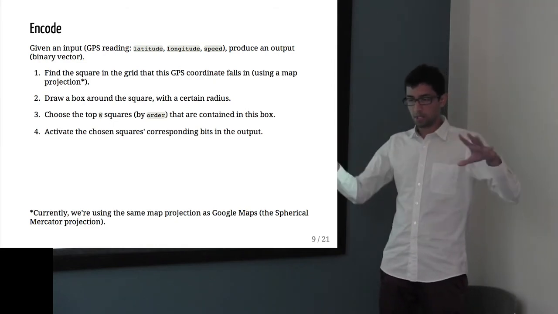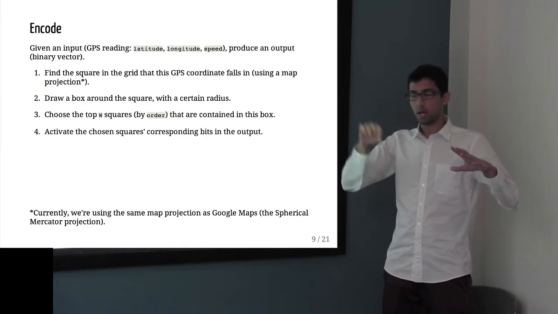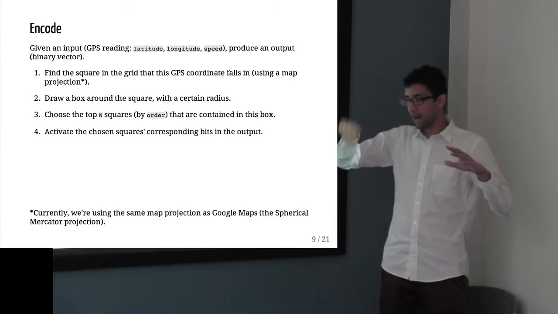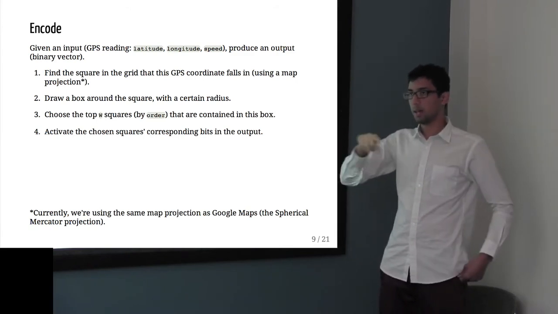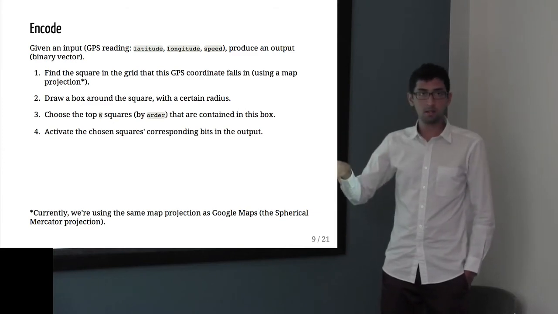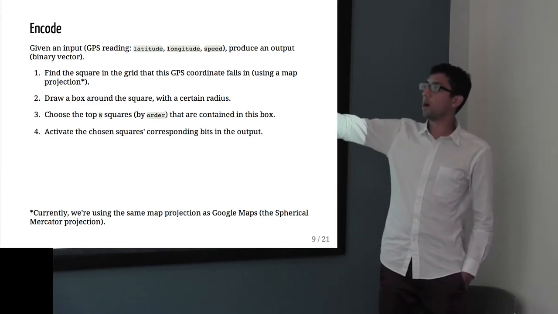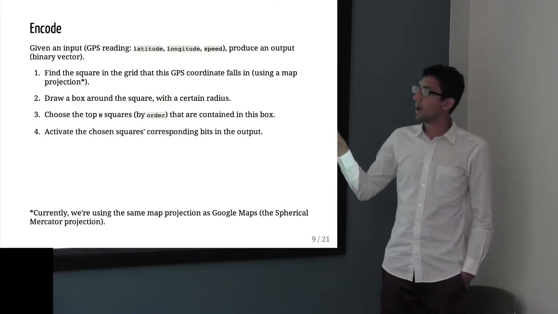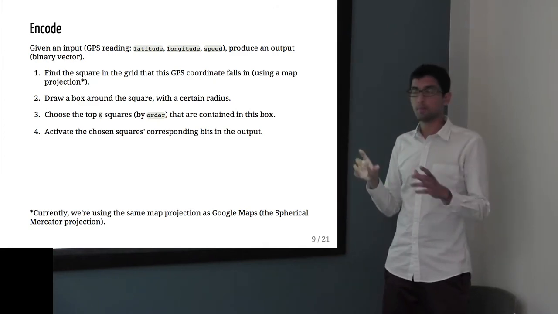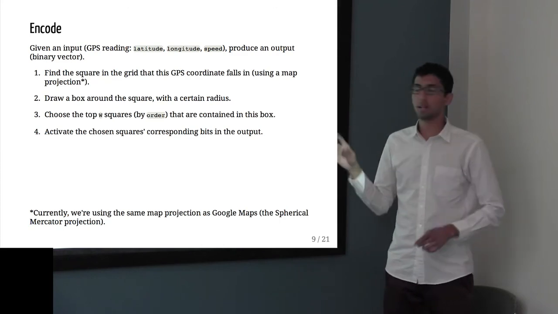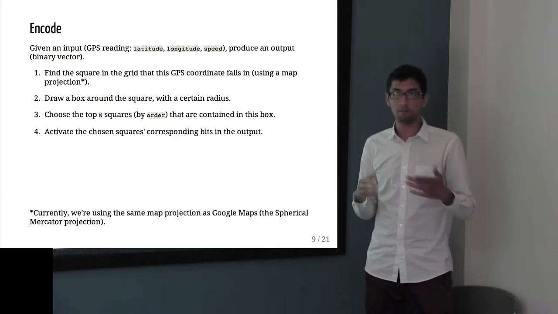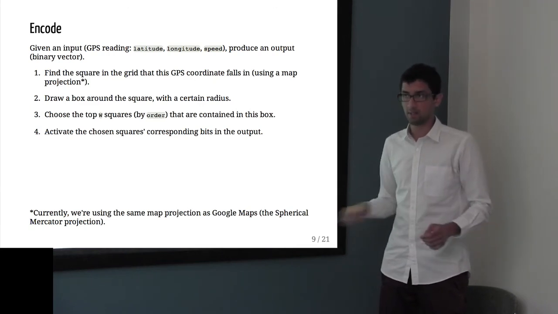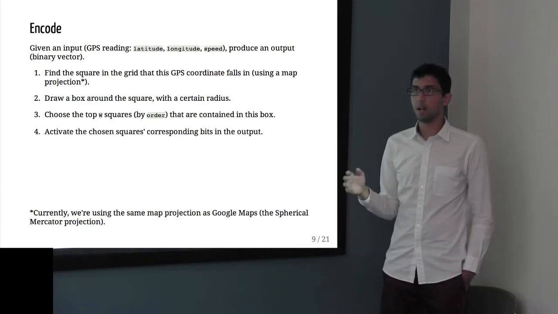And then that projection on 2D space, you have a location that you're trying to encode. You find the square that location falls in, and then you draw a box around that square with a certain radius. Then you choose the top W squares that are contained in the box, and W is the target number of bits you want active in the output.